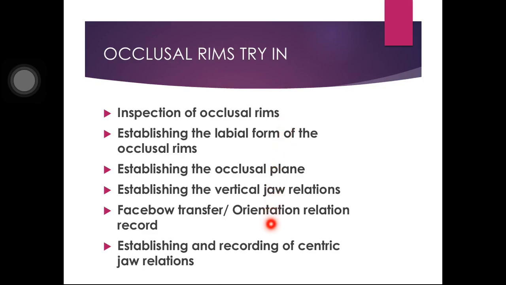So this is the map of the jaw relation appointment that we will be going through with the patient. First, there is inspection of occlusal rims. Then there is establishment of labial form of the occlusal rims. Then the establishment of occlusal plane. Then there is establishment of vertical jaw relation. Then there is facebow transfer orientation relation records, and then the last step is establishing and recording of centric jaw relations. At that time, the maxilla and mandible occlusal rims are joined to each other and are then removed from the patient's mouth and transferred to the articulator.